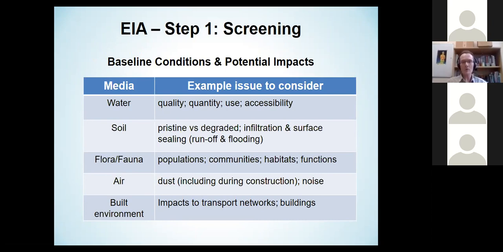The flora and fauna of the area, as we mentioned, needs to be considered, the air, and also the built environment. What kind of impacts to transport networks are going to happen? If you're going to develop some kind of installation, you'll probably need to develop new roads to access it. How is that going to impact on existing infrastructure, bus routes, car routes, trucking routes, railway routes? All these kind of things need to be examined for any potential impacts.